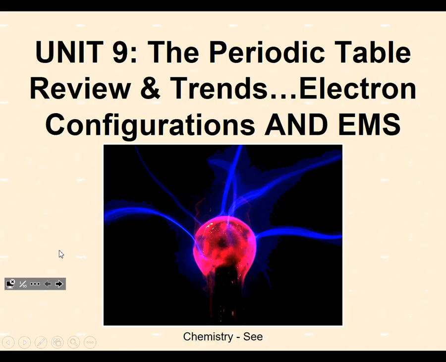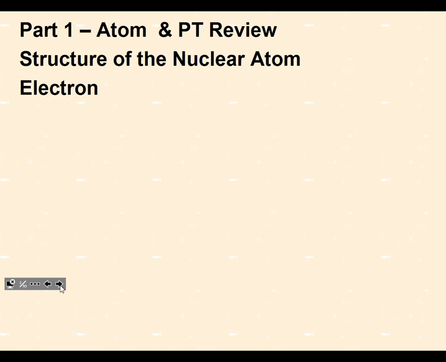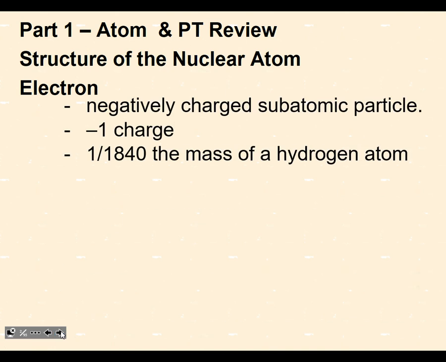All right. So we're going to start with just part 1, which is just the periodic table review and the atom. And really, we just need to remember that we have the structure of the nuclear atom, and that is made up of 3 subatomic particles. And that would be the electron, which is negatively charged, and it has a -1 charge, and it's really tiny. So we say it's 1 over 1,840th of the mass of a hydrogen atom, and a hydrogen atom is pretty small. But you don't have to know the exact number, but you just need to understand that it's really small.